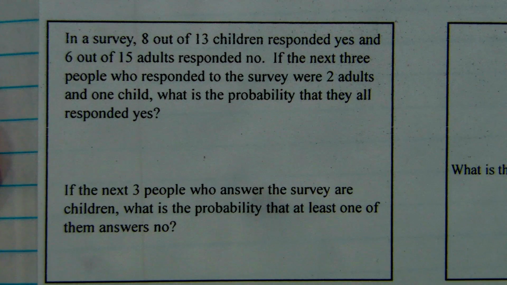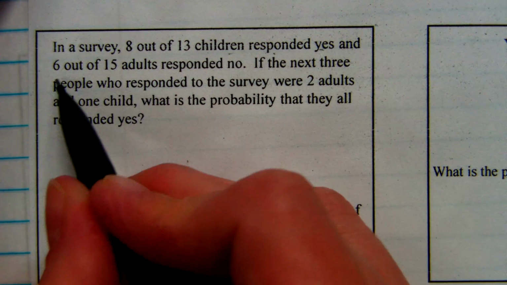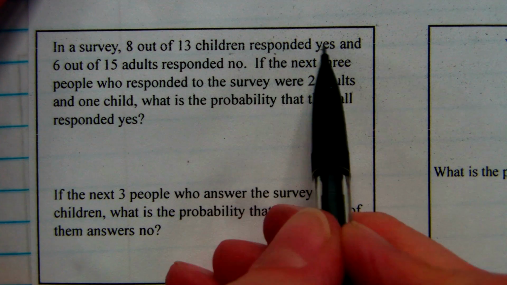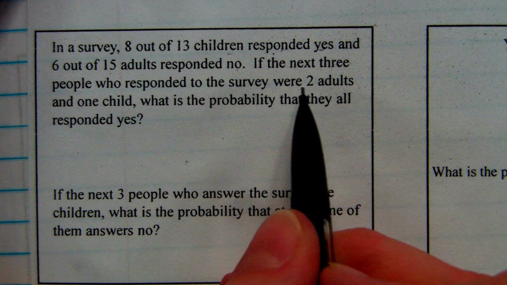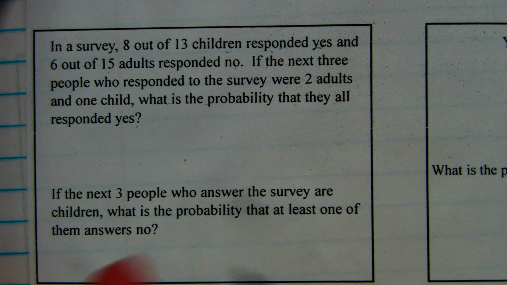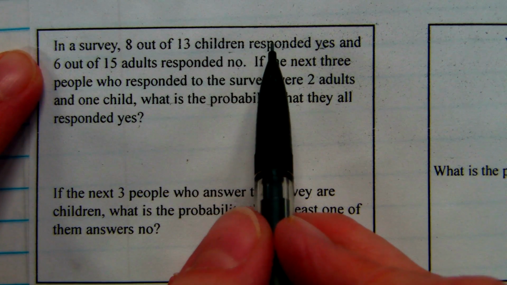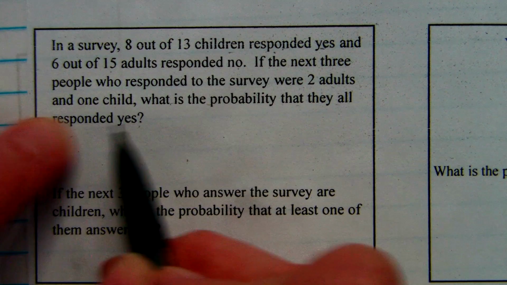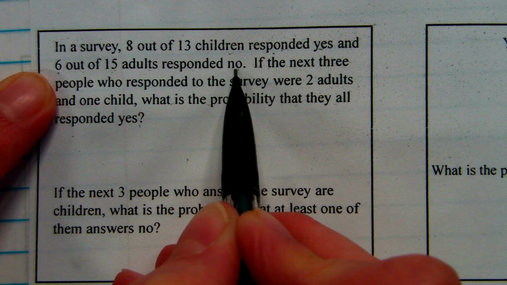Okay, so let's look at the next problem. In a survey, 8 out of 13 children responded yes, and 6 out of 15 adults responded no. We have no idea what the survey was. We just know that 8 out of 13 children responded yes, 6 out of 15 adults responded no. If the next 3 people who responded to the survey were 2 adults and 1 child, what is the probability that they all responded yes? So we're using the previous results to do this. So we have 2 adults. Okay, so the probability that they all responded yes. Okay, so 6 out of 15 adults responded no. So how many responded yes?